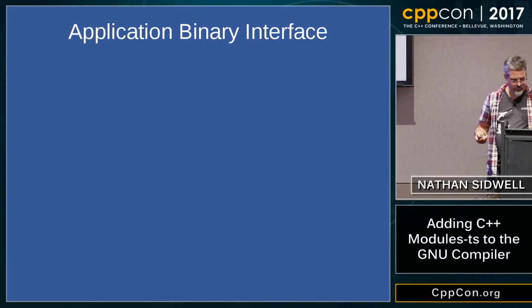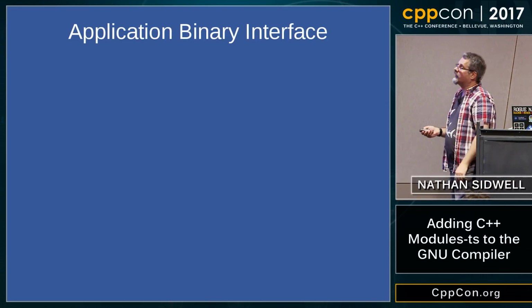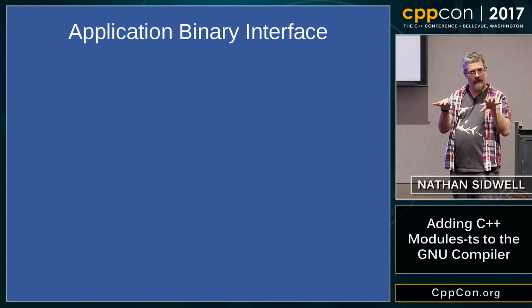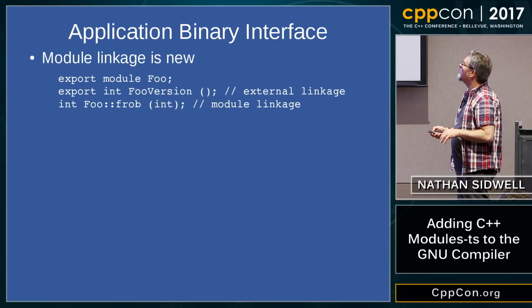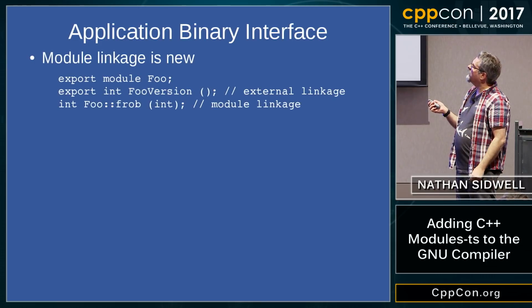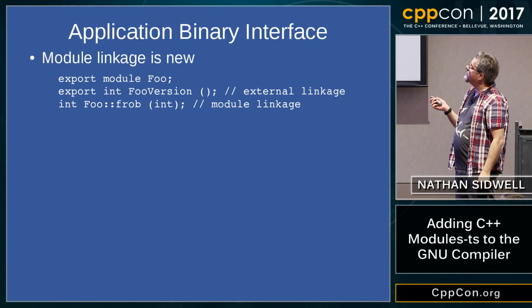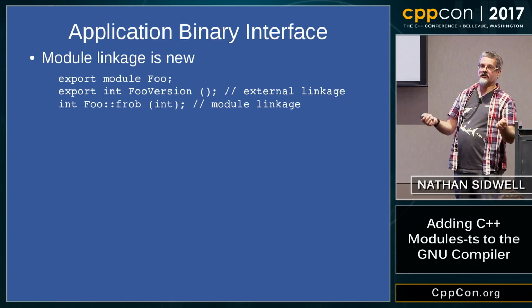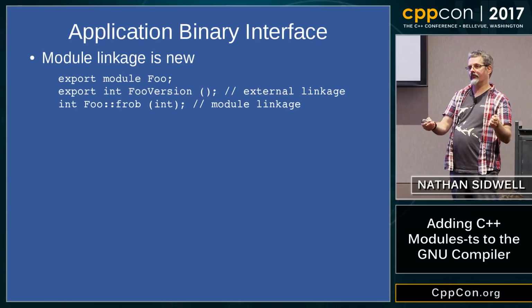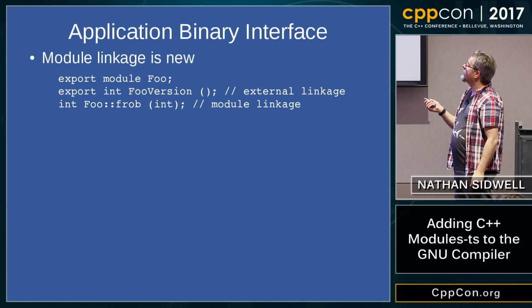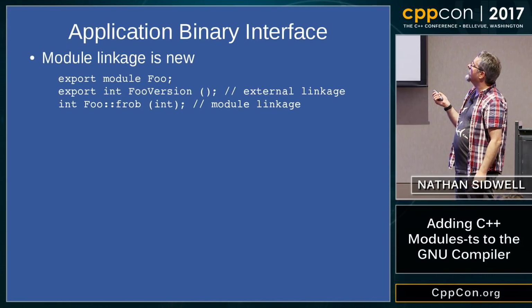So, application binary interface. Now this is the bit that hits object files. We had this new concept of a name that's only visible within a module, and it's across translation units of the module. So this is a new kind of linkage.